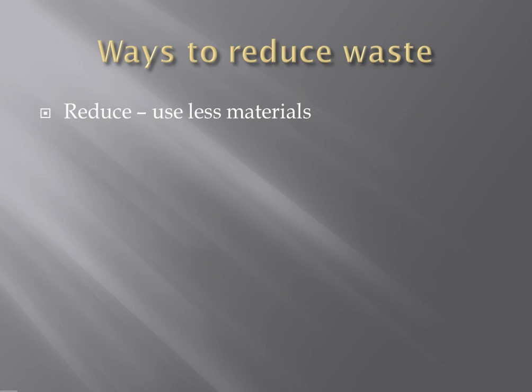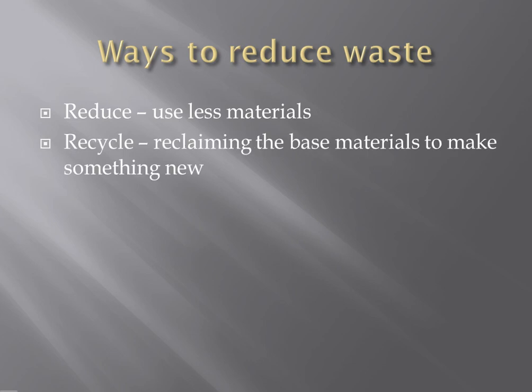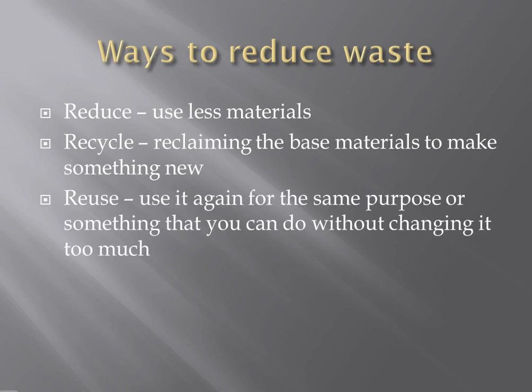Now, for the concepts, the first one was ways to reduce waste. The first one is to reduce, which basically just means use less materials. Then we can also do recycling, which is reclaiming the base materials to make something new out of them. So we can take something like aluminum cans, melt down the aluminum, and remake new cans with it. That is recycling.